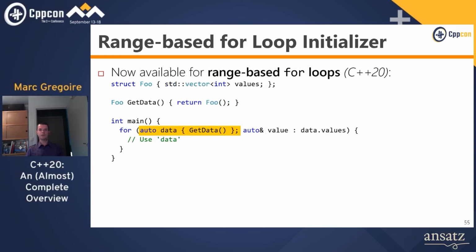And now C++20 added support for similar initializers in range-based for loops. Again, using the same syntax, you can just initialize any variable you want here. It's available in the expression here and in the body.